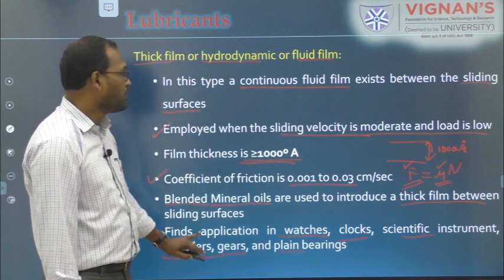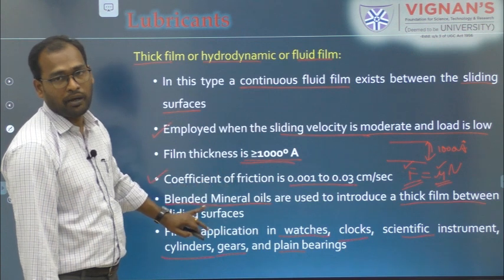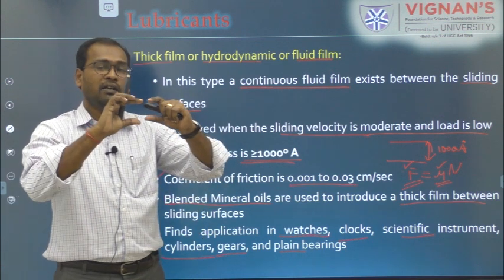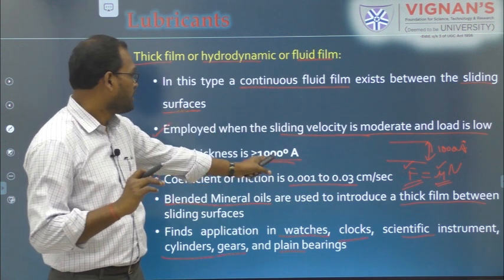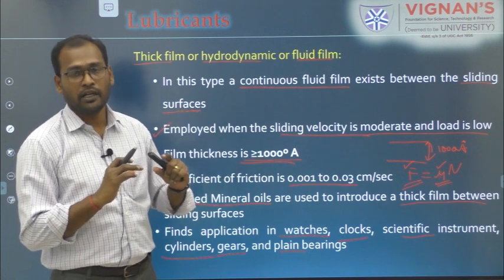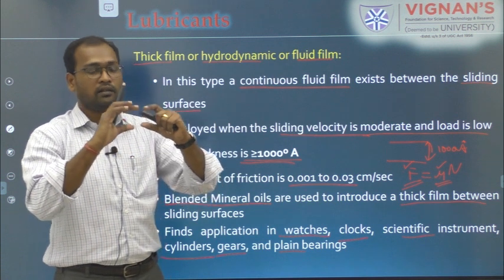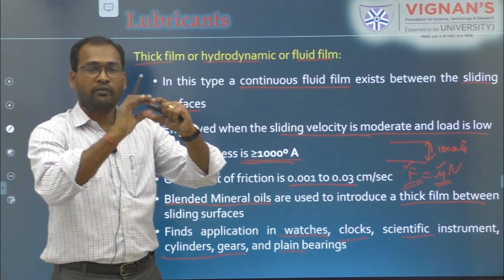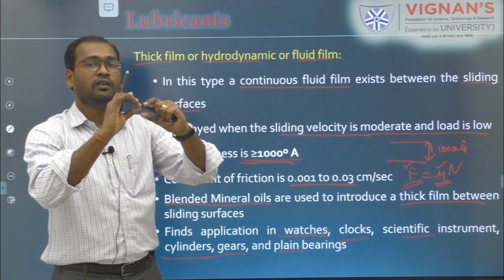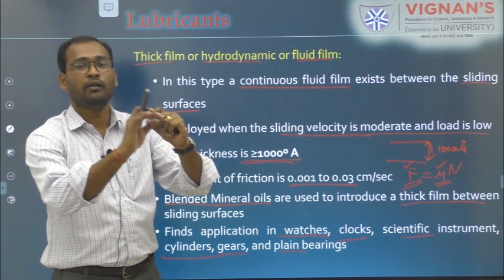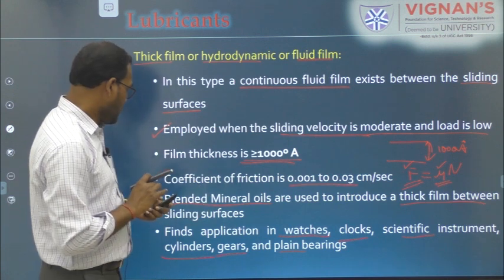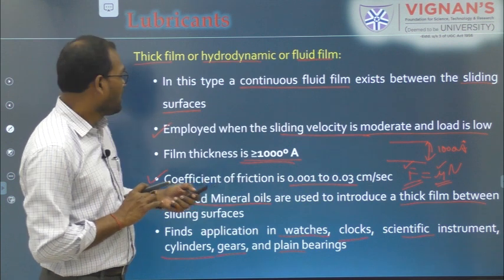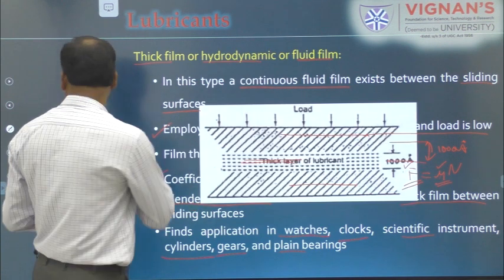So these are the places where this kind of mechanism can be applied, where the lubricant will be applied in a very thick layer, greater than 1000 angstrom, and this thick lubricant will resist the frictional force, and thereby the frictional force will be reduced and the surface can move very smoothly, right? So this is about thick film or hydrodynamic or fluid film, and this is an example, right?